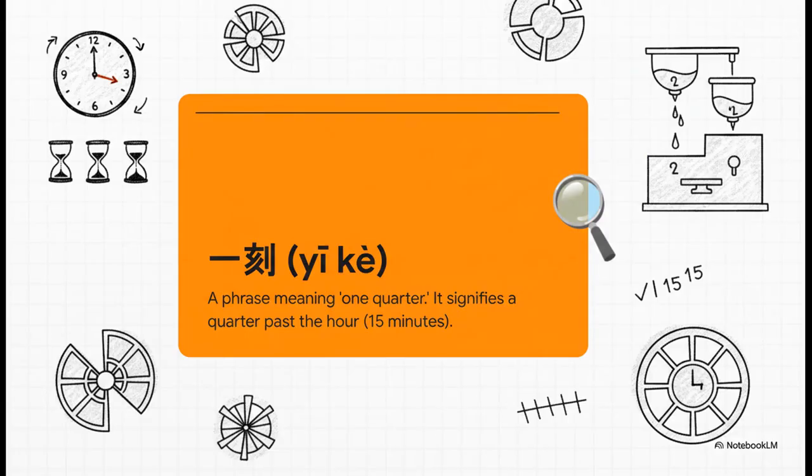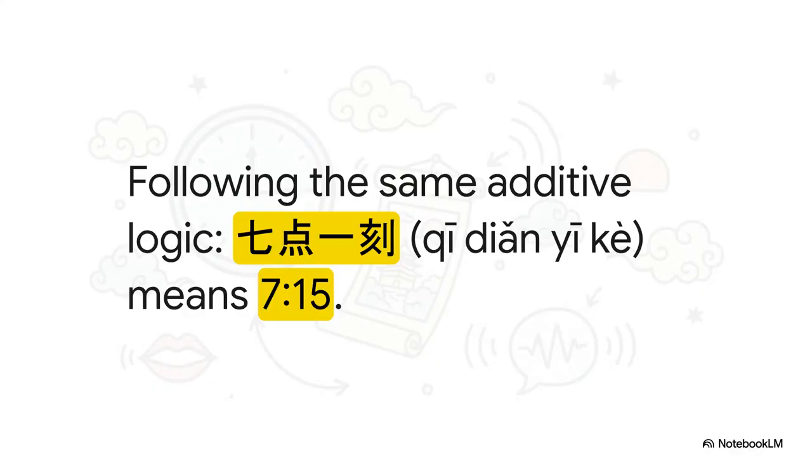All right, next up, we have the phrase for a quarter hour, which is yi ke. So let's break this down. Yi is just the number 1, and ke means quarter. So you put them together, and yi ke literally means 1 quarter. It refers to a 15-minute block of time. And trust me, that word ke has a really cool story behind it that we're going to get to in just a little bit. And as you've probably guessed, we follow the exact same additive logic. To say 7:15, you start with your base, qi dian, and you just add yi ke to it. So the whole phrase is qi dian yi ke, literally 7 o'clock and 1 quarter.